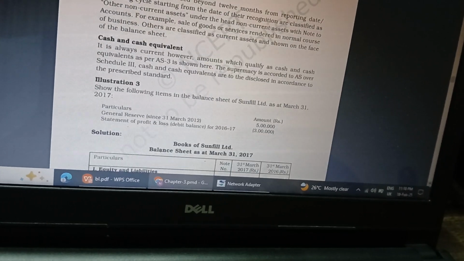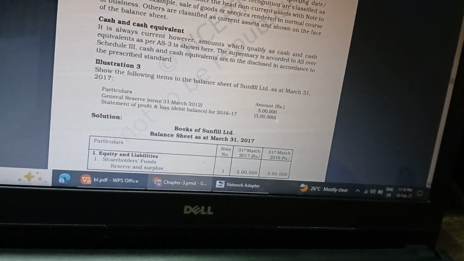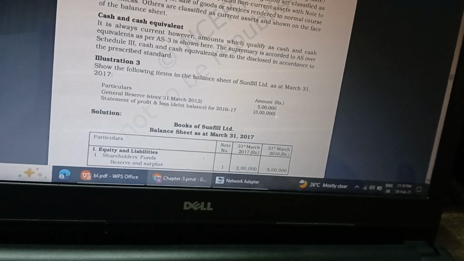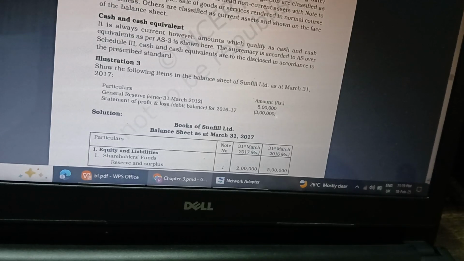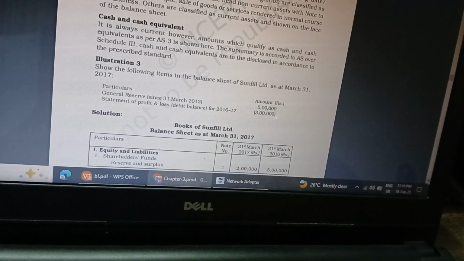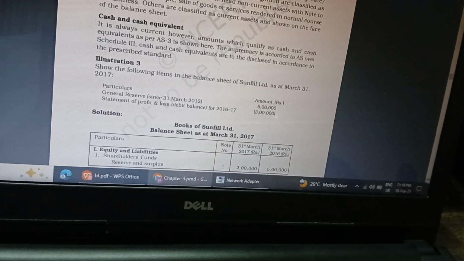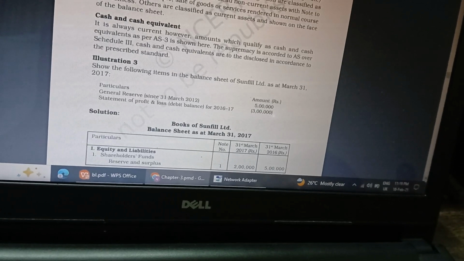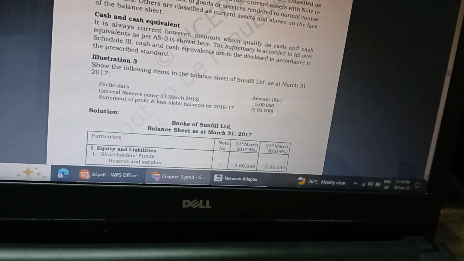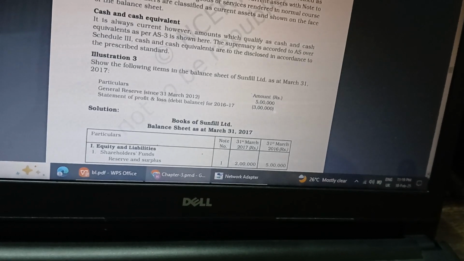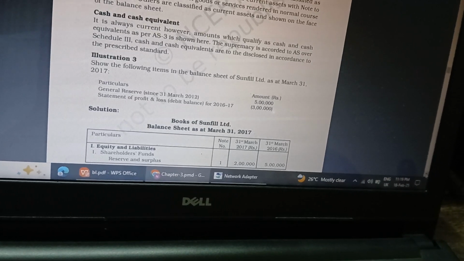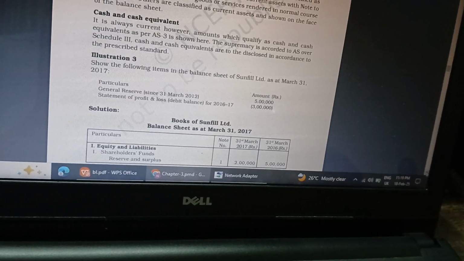Inventories are always treated as current. Trade receivables. Trade receivables is another name for sundry debtors. That is the amount that we have to get from other parties who buy goods from us on credit. Trade receivables realized beyond 12 months from the reporting date, or the operating cycle started from the date of the recognition, are classified as other current assets, or non-current assets with a note to accounts.